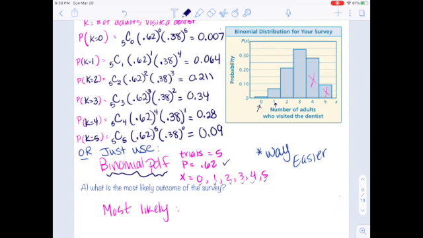You can ask yourself, obviously, what is the most likely outcome of the survey? Take a look. Most likely, you're going to have 3 people out of 5 that actually visited the dentist. So 3 people visited the dentist.